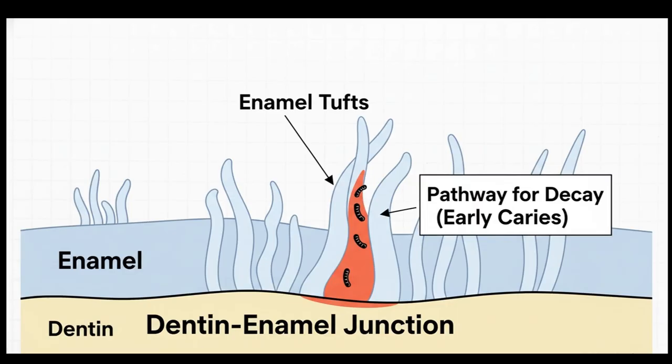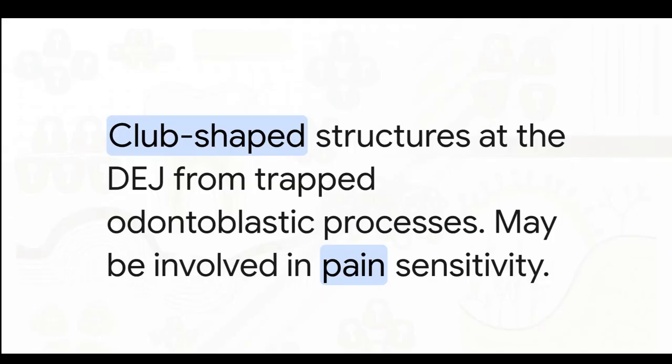First, let's look at enamel tufts, and they look exactly like their name suggests, like little tufts of grass. You can see them here growing up from the DEJ into about the first third of the enamel. Now these are hypomineralized, which is just a fancy way of saying they have less mineral and more protein. They're a totally normal thing to have, but they can also act like little superhighways for early cavities to spread right along the DEJ.